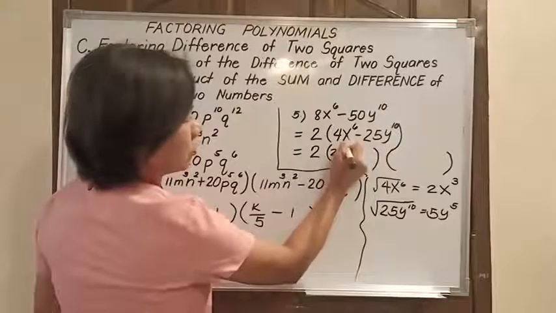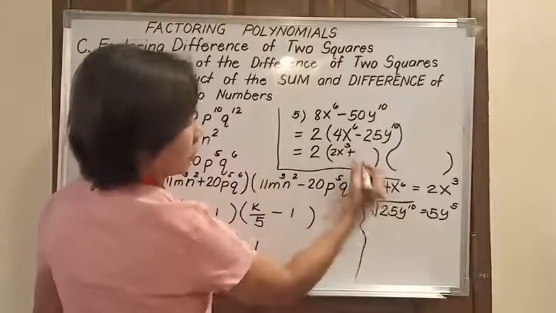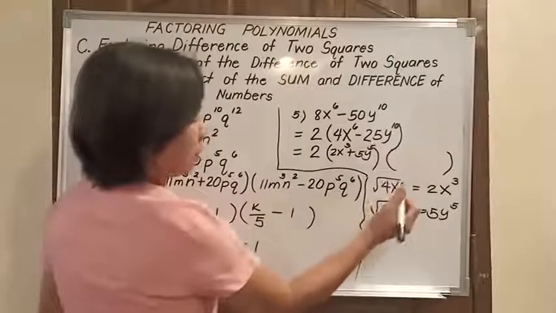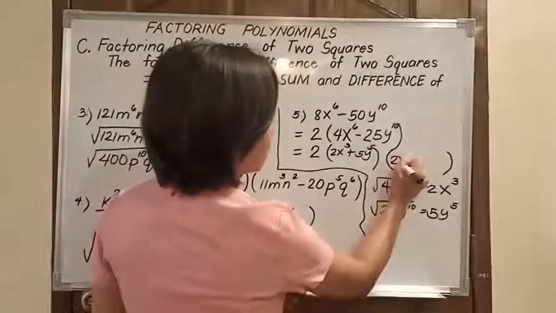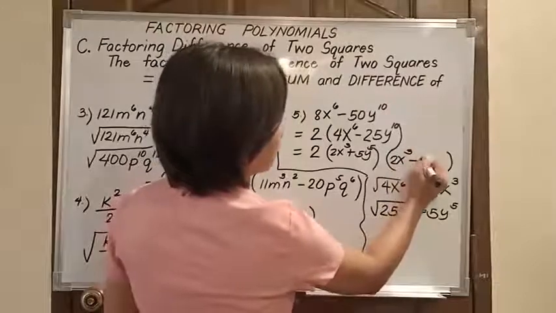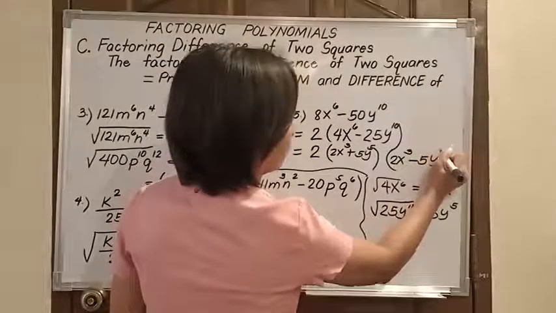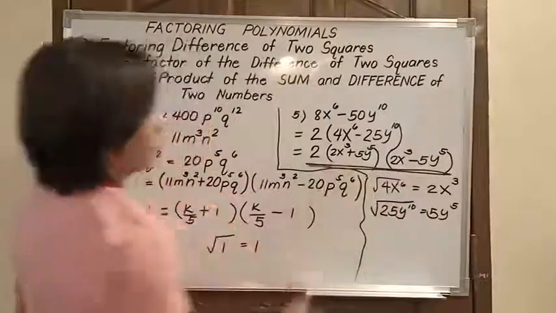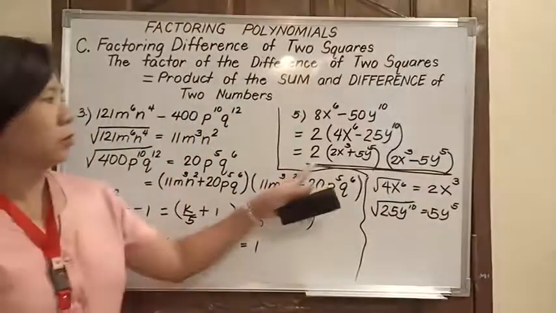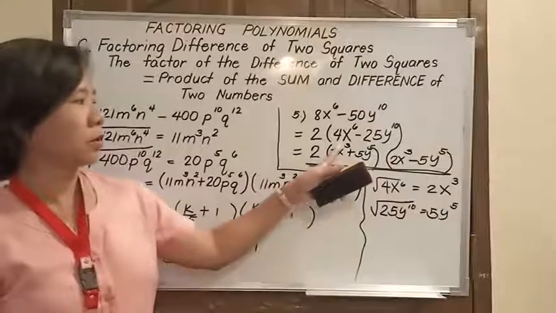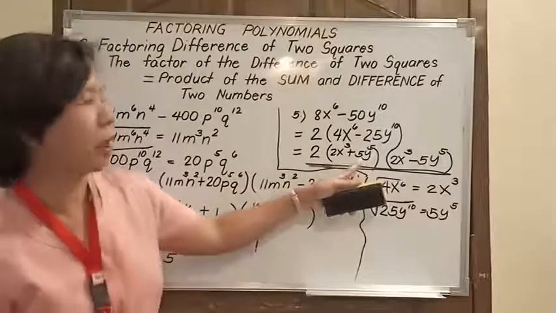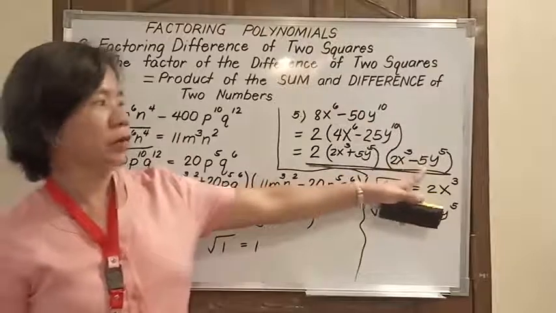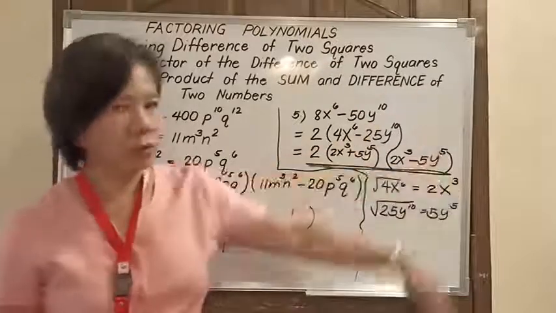2x cubed plus 5y to the 5th power. And then the other one should be 2x cubed minus 5y to the 5th power. Now, the complete factors of number 5 is 2 times the quantity 2x to the third power plus 5y to the 5th power times the quantity 2x to the third power minus 5y to the 5th power.